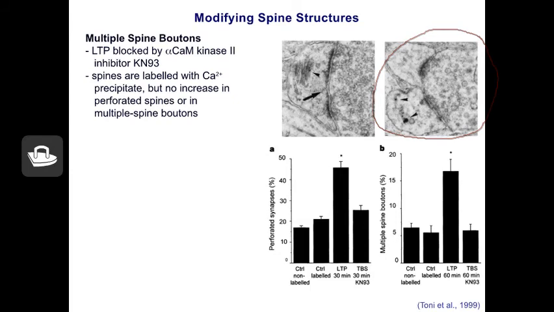Now, importantly, the elevations in perforated synapses and in multiple spine profiles were not observed in sections treated with the kinase inhibitor, shown in the bar graphs on this slide. The KN93 treated sections were labeled with calcium precipitate, but there was no increase in either of these morphological profiles, as you might expect, if the changes were associated with calcium-dependent activation of kinase actions.